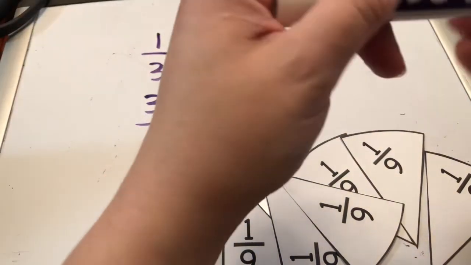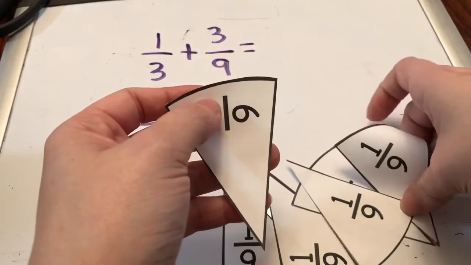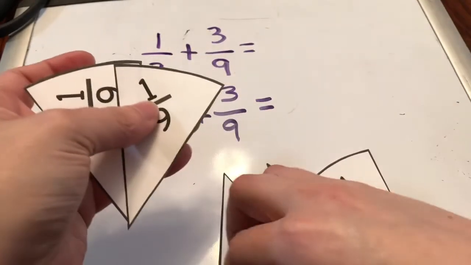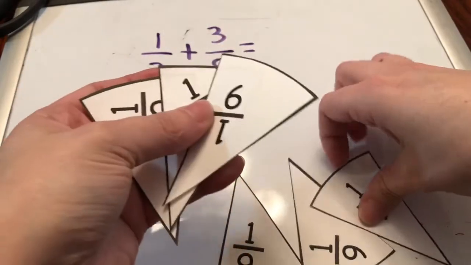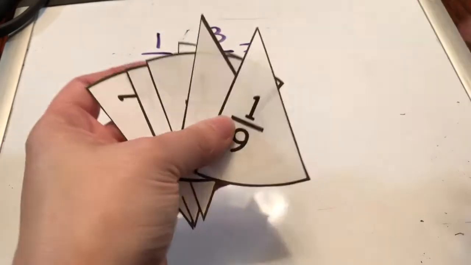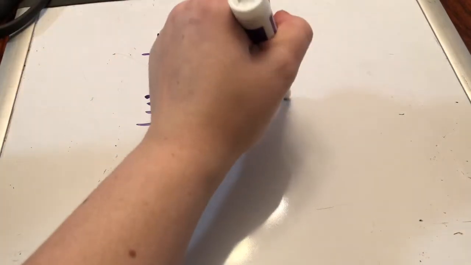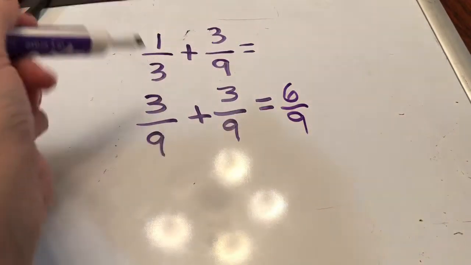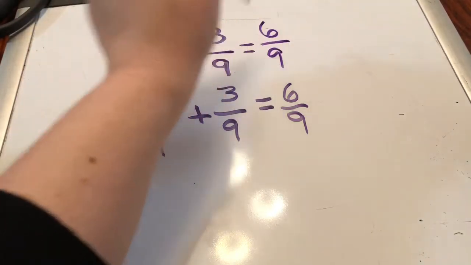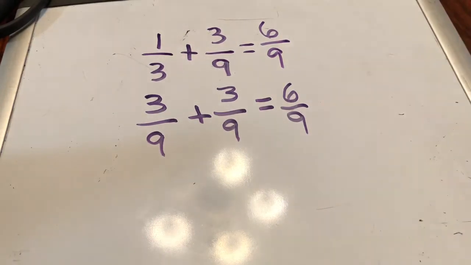And now all we have to do is add them together. So 1, 2 ninths, 3 ninths, oops, 4 ninths, 5 ninths, 6 ninths. So 3 ninths plus 3 ninths is 6 ninths, or 1/3 plus 3 ninths is 6 ninths. I would like you to write the answer in both areas.